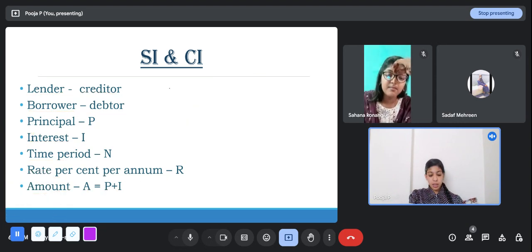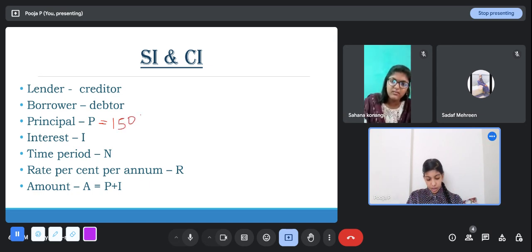So if this part is clear, the next thing is taking an example. Let's say you have to find out the interest to be paid on rupees 1500. So the principal given is 1500, at 9% per annum. So the rate R is given as 9%, for a period of 9 years. So N is 9 years.